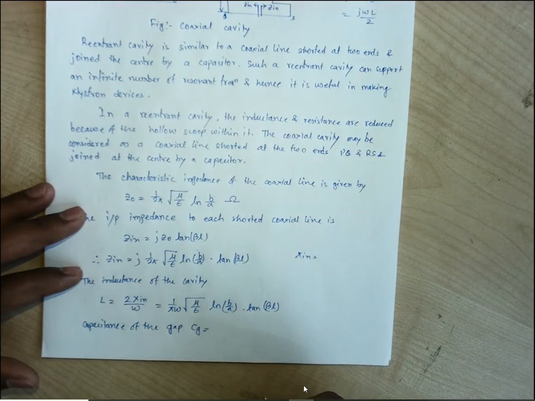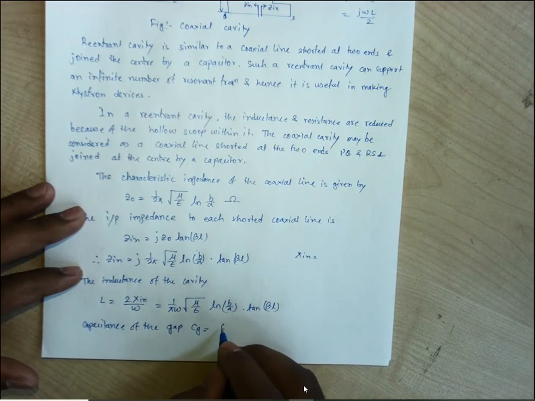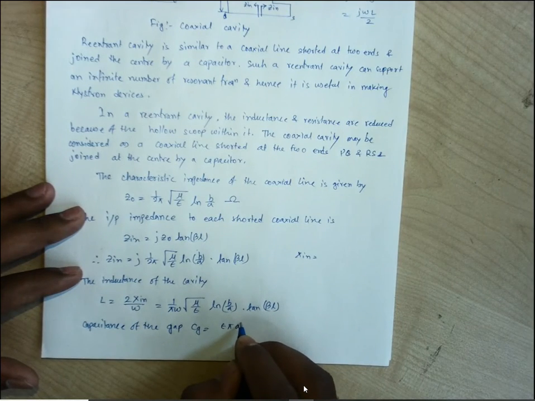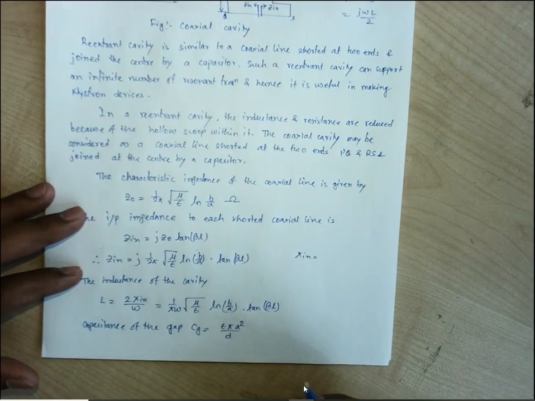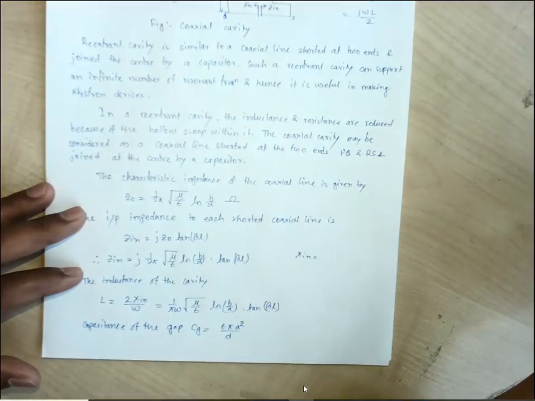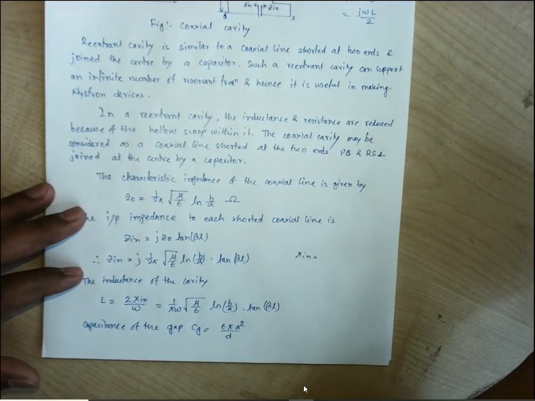Cg, the gap capacitance, is epsilon pi S by d. What is this S? S is the area. So it is epsilon pi a square by d. D is the separation of the two plates.